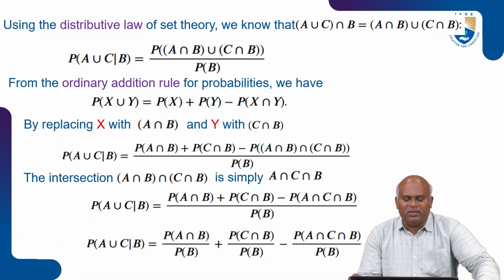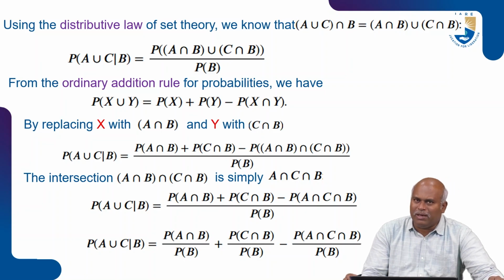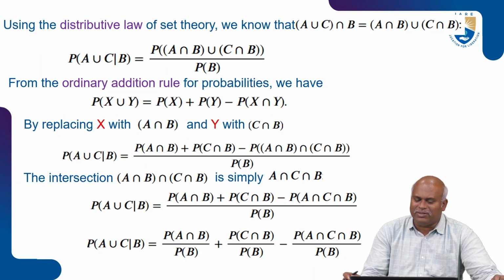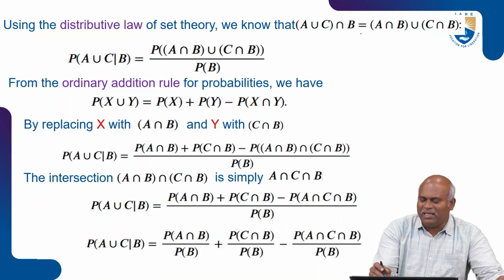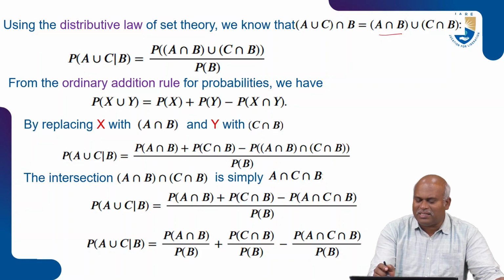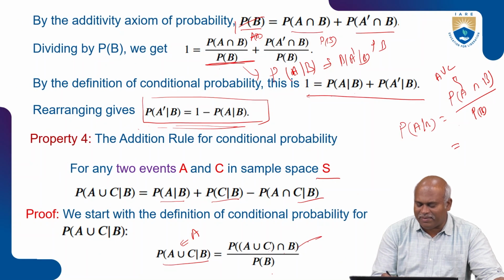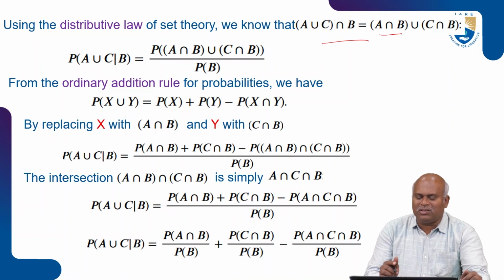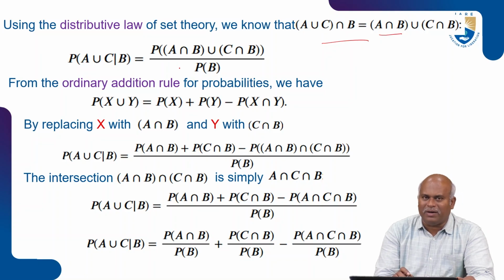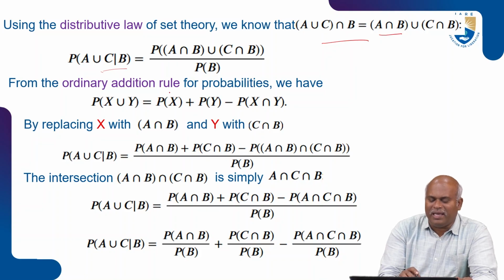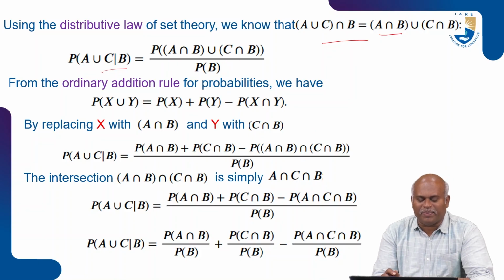Next, the distributive law. I am using the distributive law theorem. So (A union C) intersection B, I should write as (A intersection B) union (C intersection B). We should apply this statement to our conditional probability equation. So what will happen? P of A union C given B is equal to P of (A intersection B) union (C intersection B) divided by P of B.